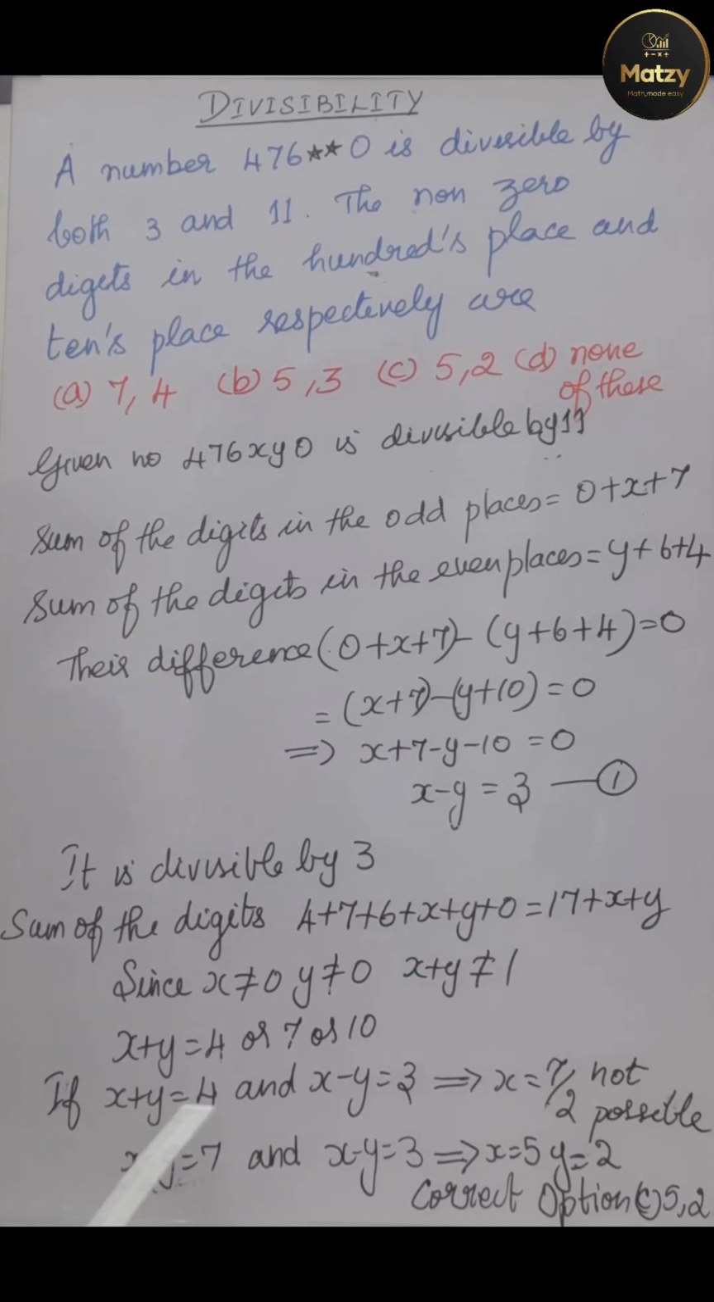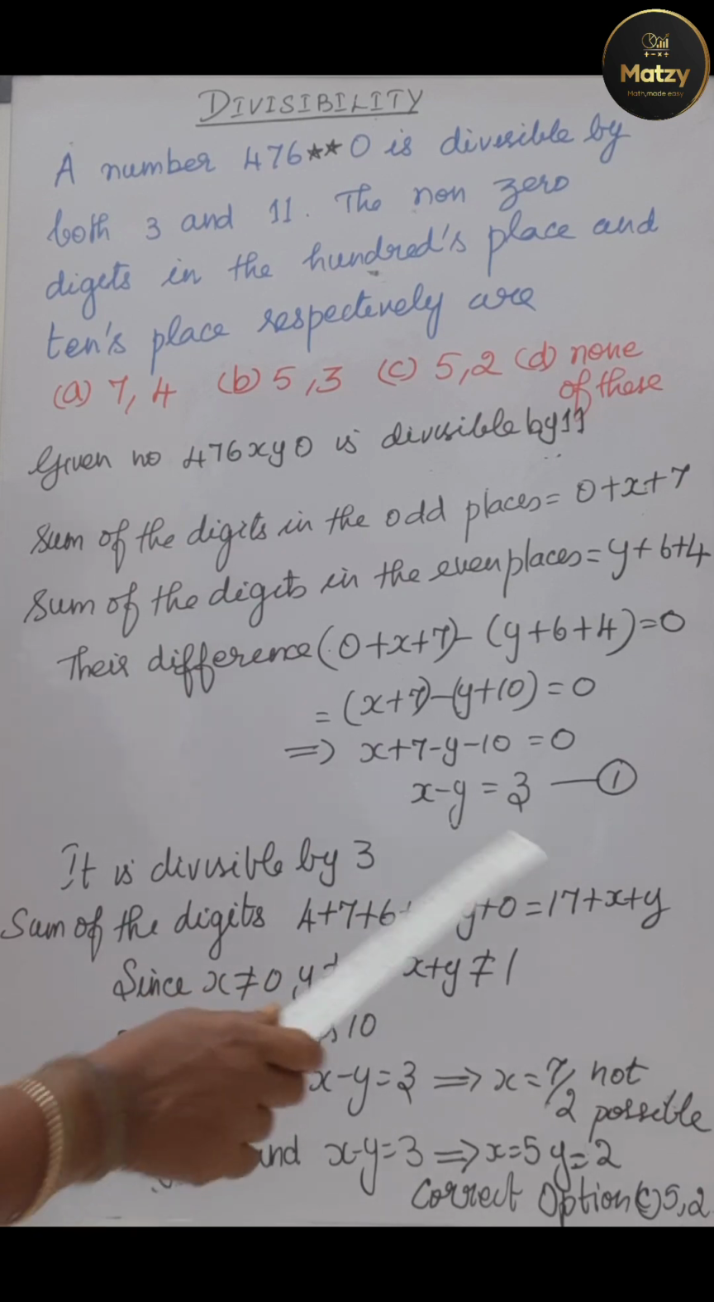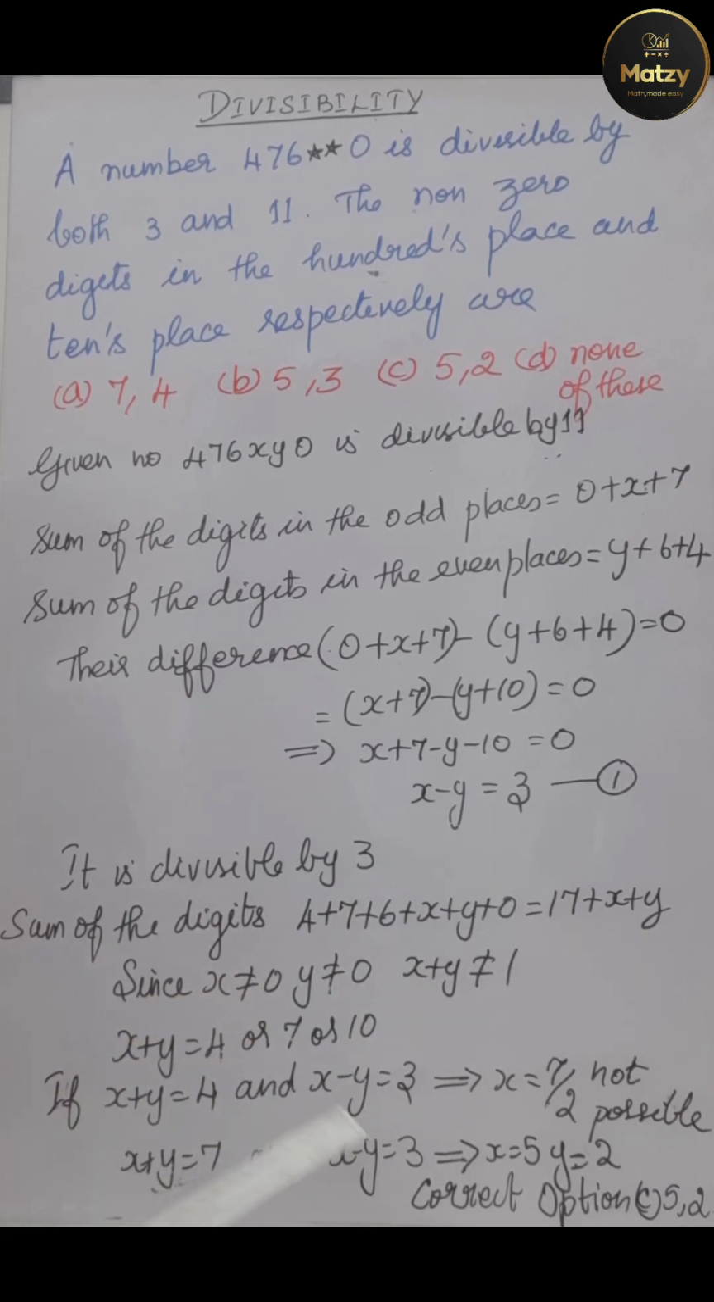I am taking x plus y is equal to 4. Already I have one equation, x minus y is equal to 3. If you solve these two equations, I am getting x value as 7 by 2. That is not possible because x should be a positive whole number, not a fraction. So I am taking x plus y is equal to 7 and x minus y is equal to 3. By solving these two equations, I am getting x value as 5 and y value as 2.